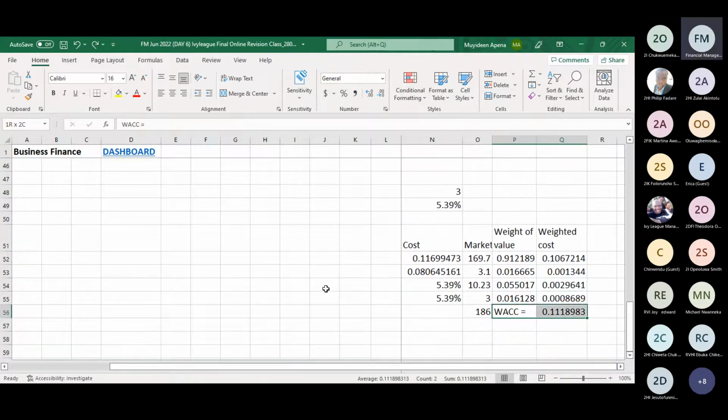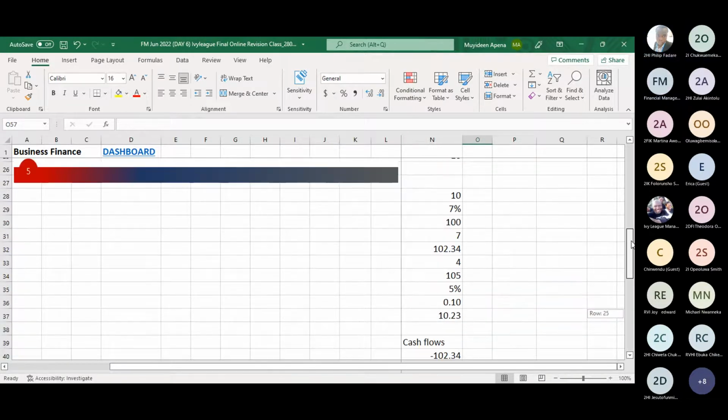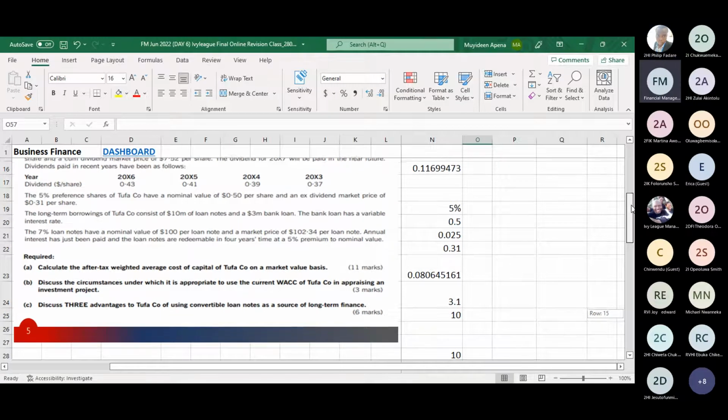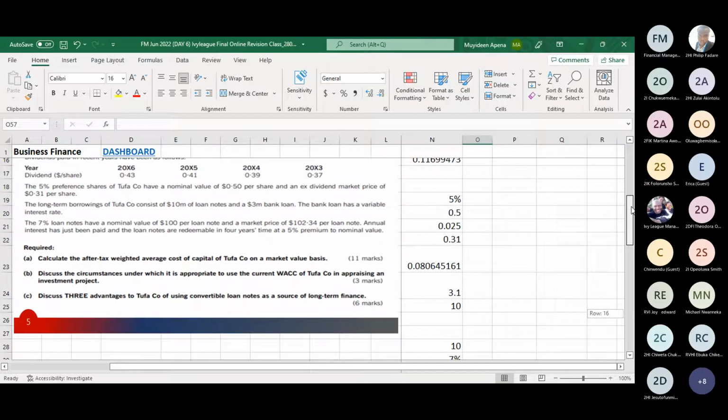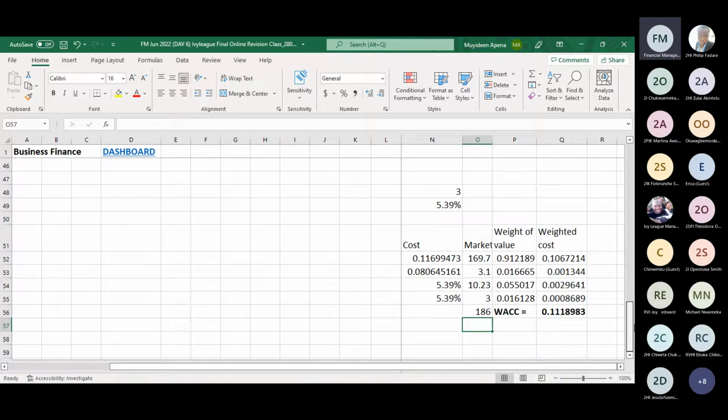So this is our WACC. It has to calculate. And we are done with that. Any question before we proceed to B and C?